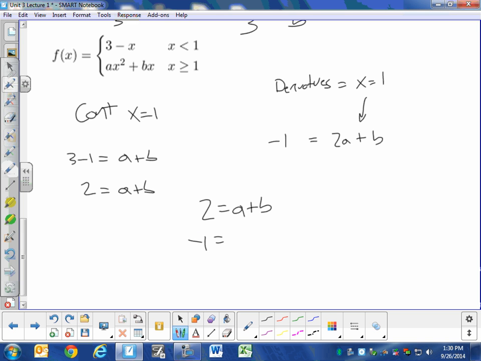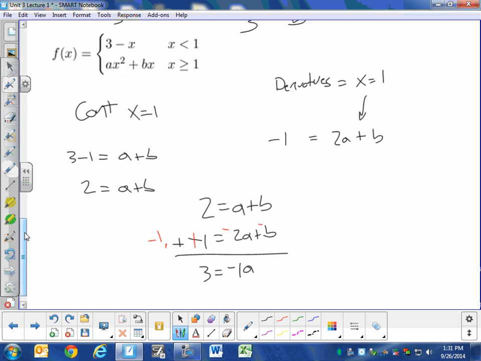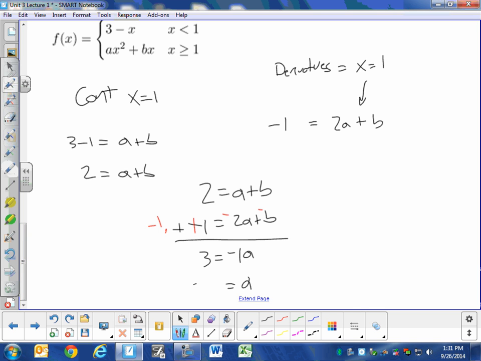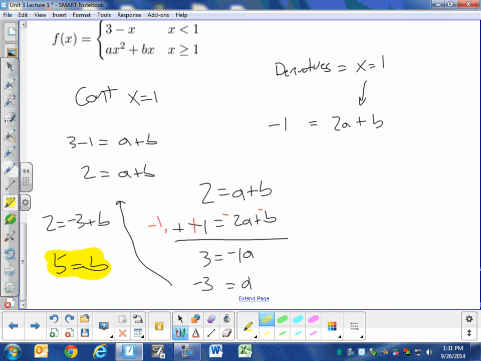I have a system that I can solve. Stack them on top of each other. I'll multiply one of these equations by -1 to create opposite b's. Let's go ahead and do it to the bottom one. Add the equations together. I get 3 is equal to -1a, which means a is equal to -3. Once I have a, plug it into either original equation that you generated, and you'll find b. Okay, so that's a, that's b. That's how you would do a question like that. You'll have a question like that on your homework. 2 questions like that.